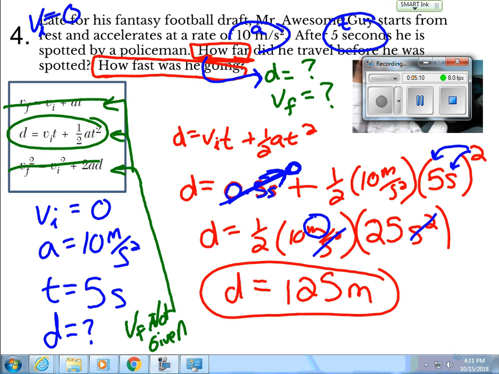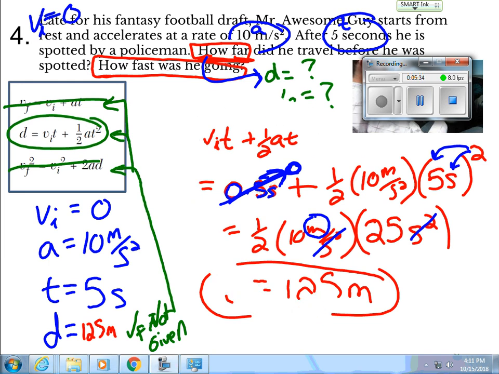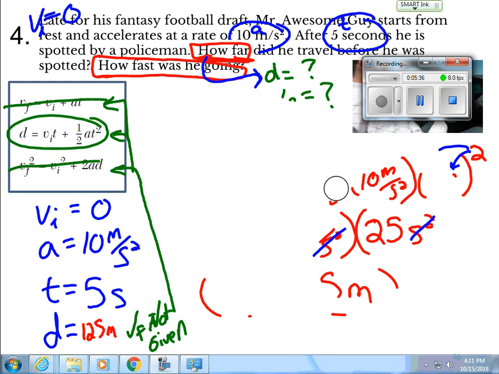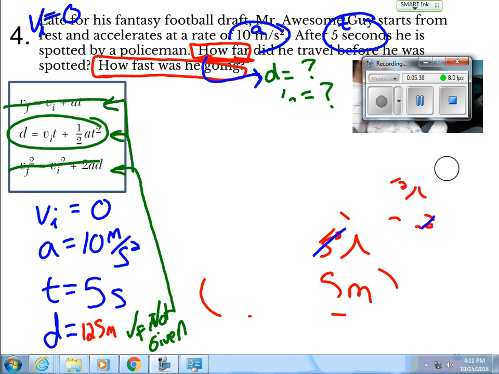Alright, so if I wanted to, I could put right over here 125 meters. Now it says, I also have to find out how fast he went. So what's another thing I can do? Alright, let's find out how fast he went. So I'm erasing this part, and I'm writing in 125 meters. Alright, I'm going to erase this part so I can give myself some room to work. I have a really lame eraser sometimes.